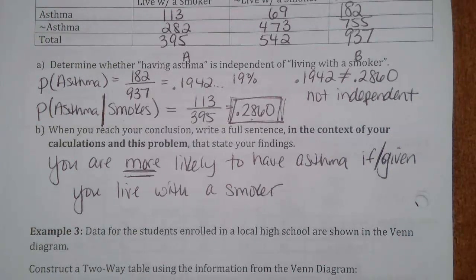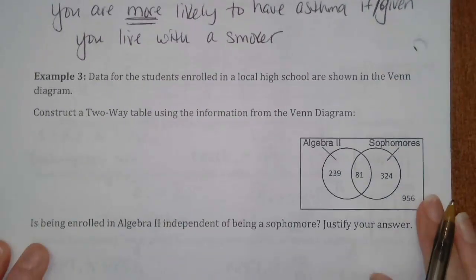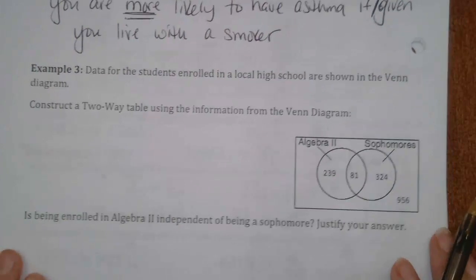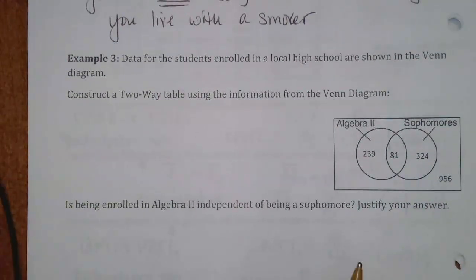All right, one more example. Nice and short today. Okay. Data enrolled. We are given a Venn diagram. Construct a two-way table given this Venn diagram. All right, which is good because I like two-way tables better.